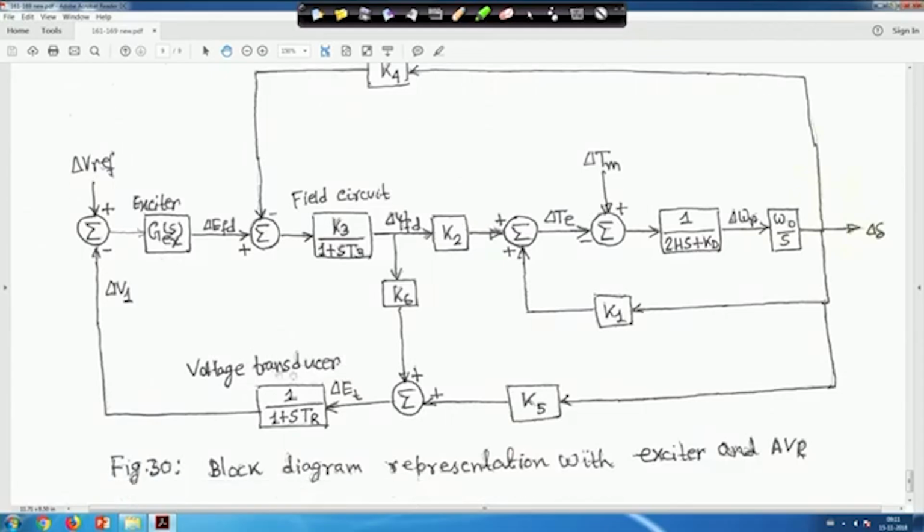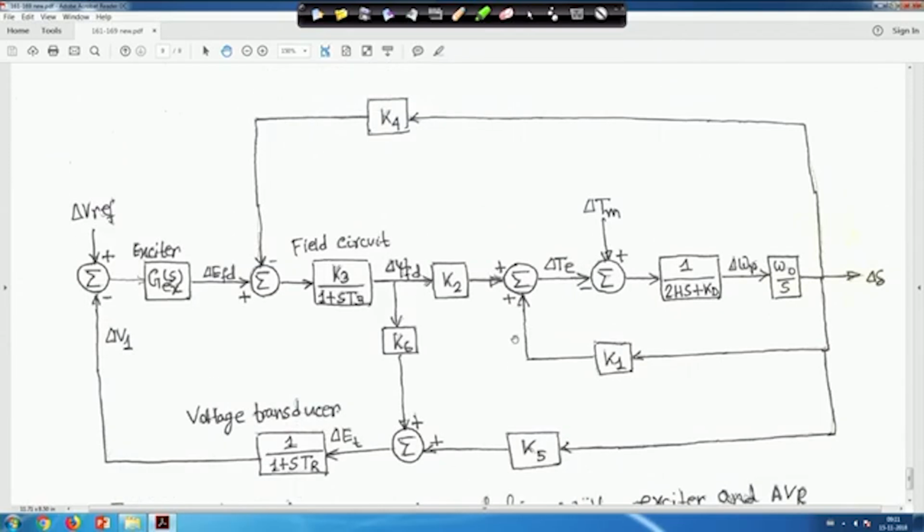And similarly, for the voltage transducer, this 1 upon 1 plus S T R, later we will see that T R actually is very small. So, we will neglect this T R. So, simply we will take delta V 1 equal to delta E t, in the sense that T R is neglected. We will be back again for this transfer function, but before that, we will go to the next one.